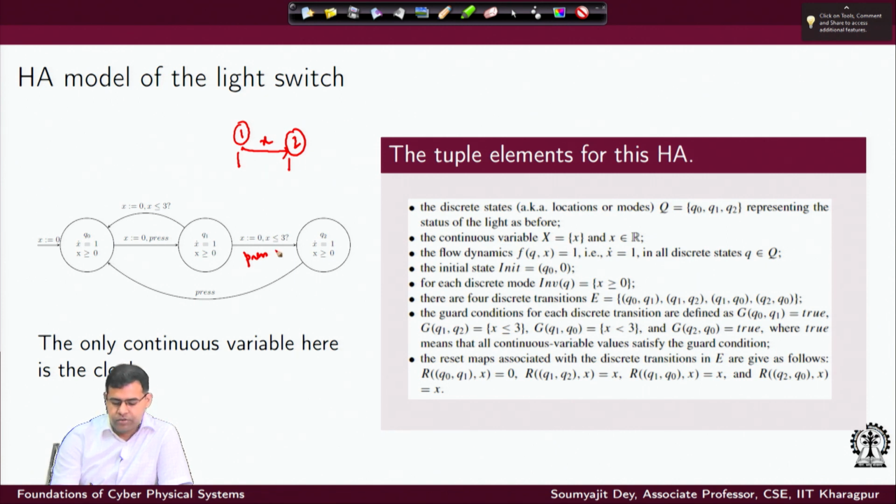Now, if that difference is less than or equal to 3, then we have this guard satisfied, and I will again just make this change. Here it is x greater than 3. So, if the difference between the two consecutive press events is less than or equal to 3, then from off we will directly come to on, and since this difference is less than or equal to 3, we go to this bright state.